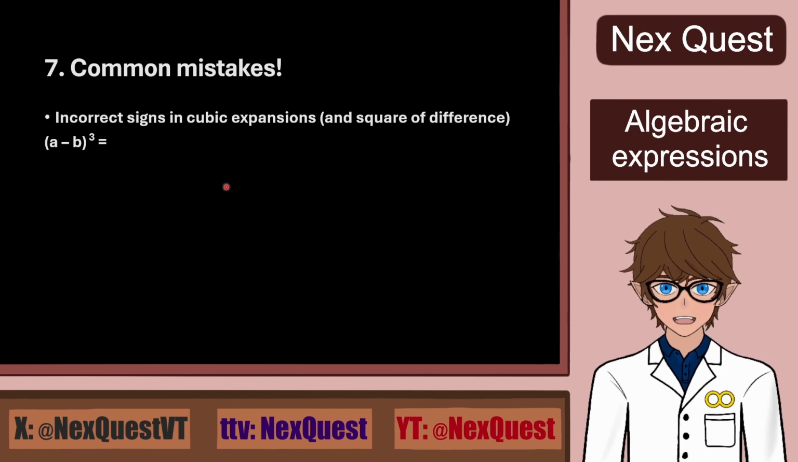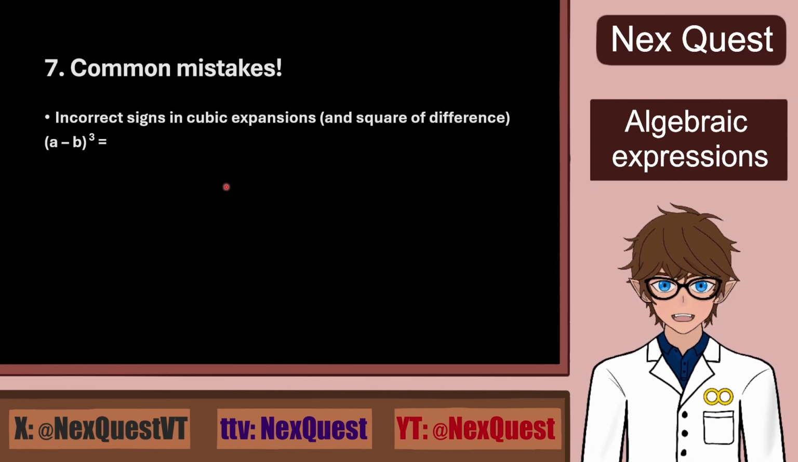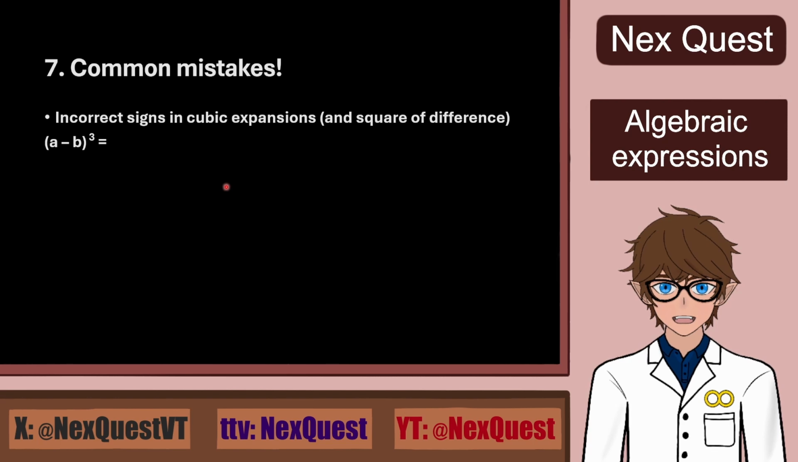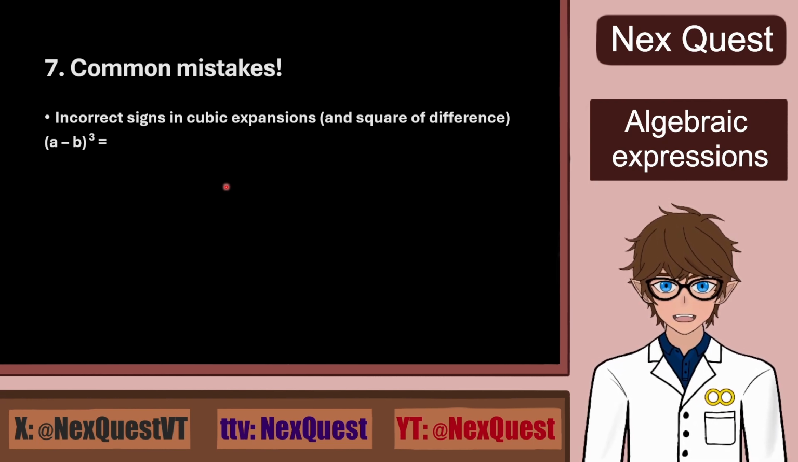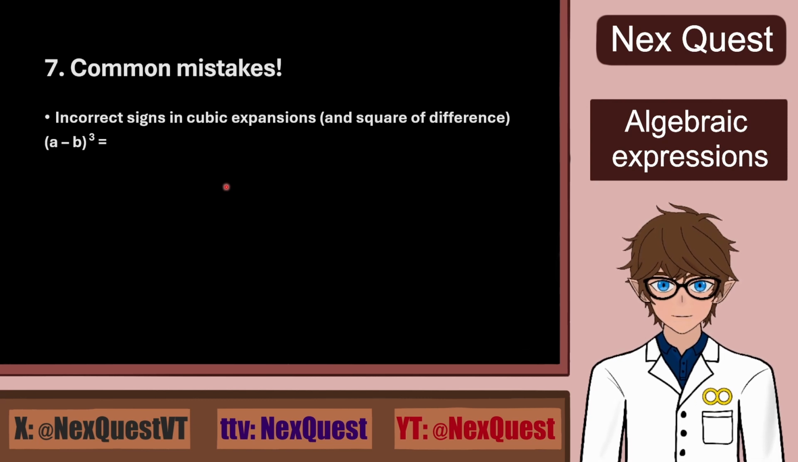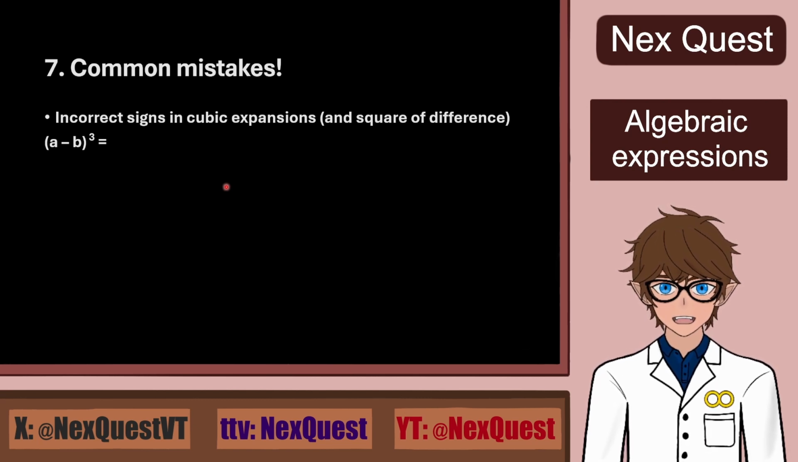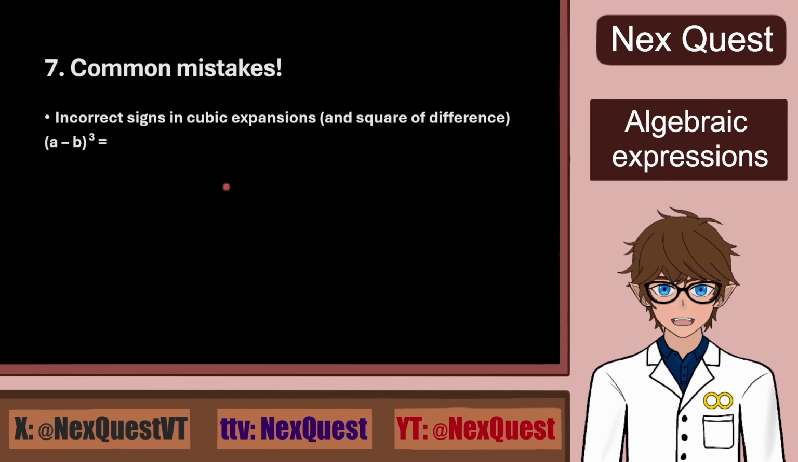Let's say we have a problem of (a minus b) cubed. And people again forget the signs. I could have put this earlier, but the cubic expansion is more problematic, especially because it has higher exponents and it's just a bit more of a snake to write.